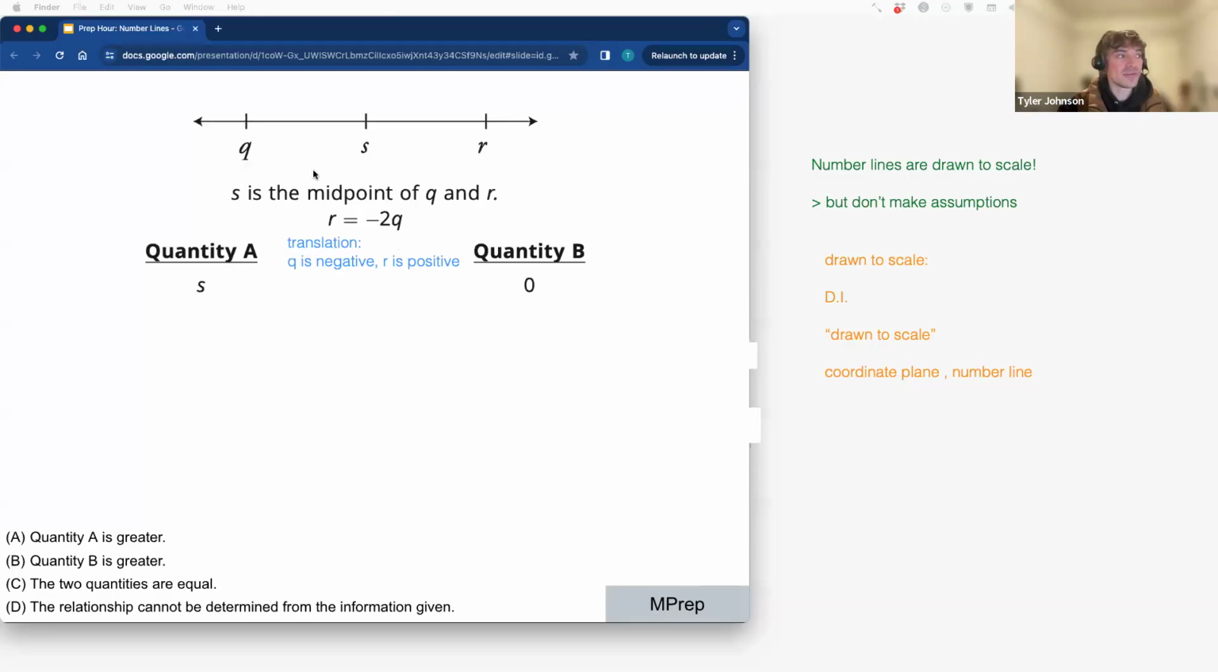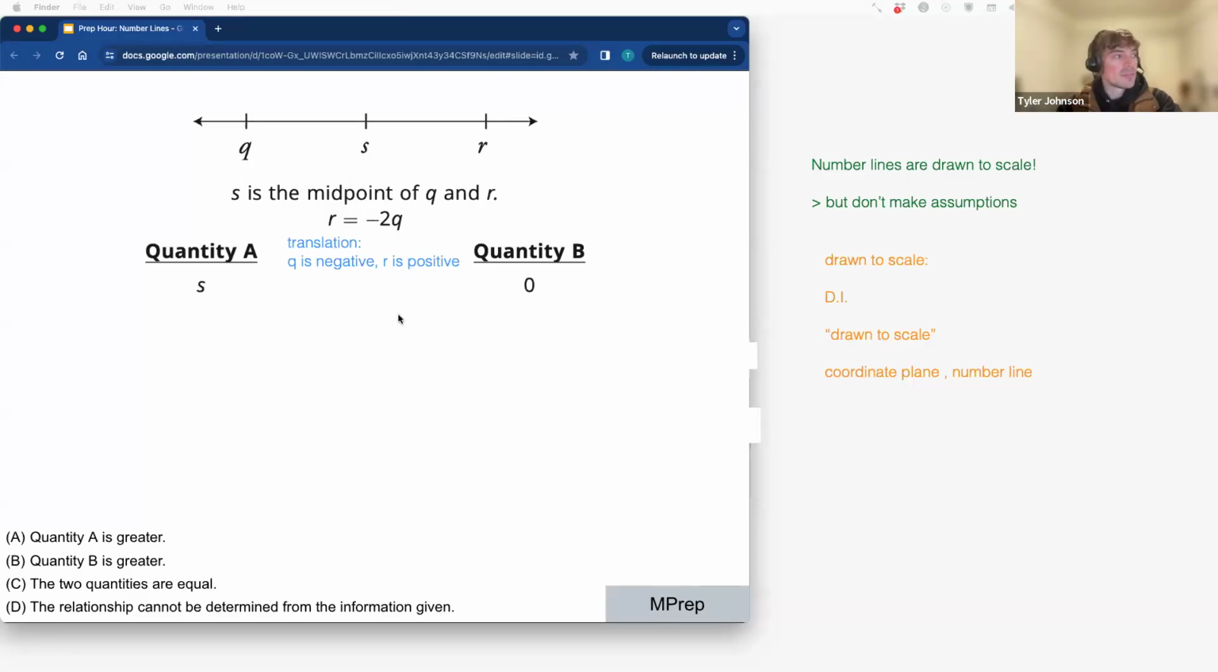If Q were positive, R would become negative, and then I can't have a negative be further right. So that kind of breaks the law there. Likewise, if they were 0, R would be 0 as well, and that's kind of breaking the math laws because they're spaced out. They aren't just stacked on top of each other. So Q must be negative, R must be positive.